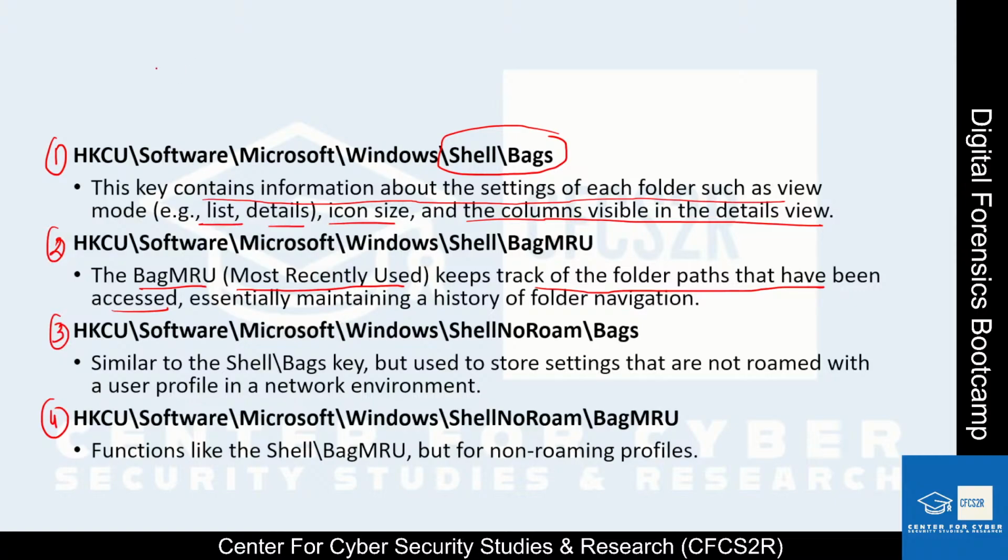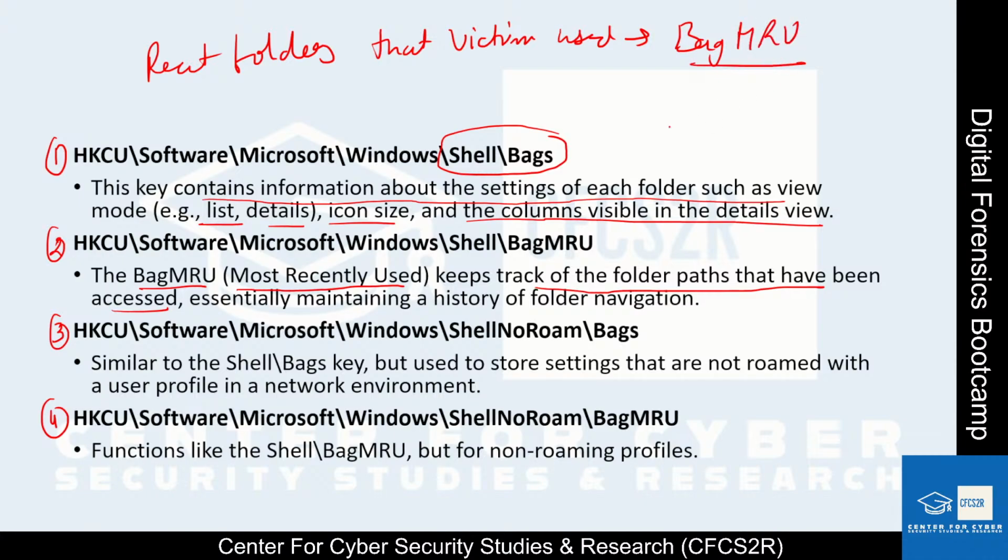So in a forensic investigation, if you want to find what are the recent folders that the victim used, you can go to BagMRU, this particular location, and then you can find them. Essentially it maintains a history of folder navigation. So this is a very important part, that these 2 keys are useful.